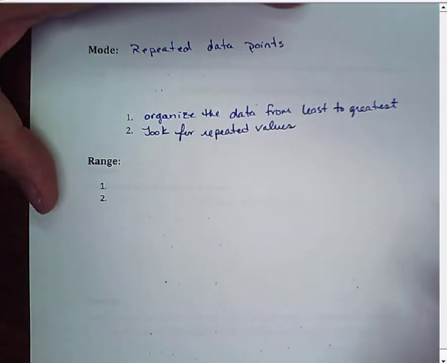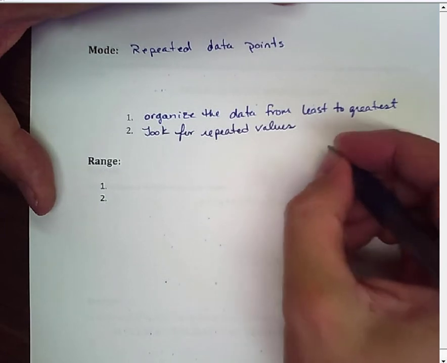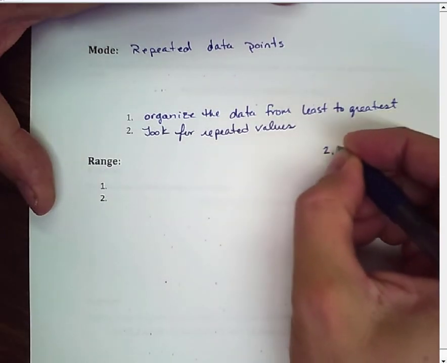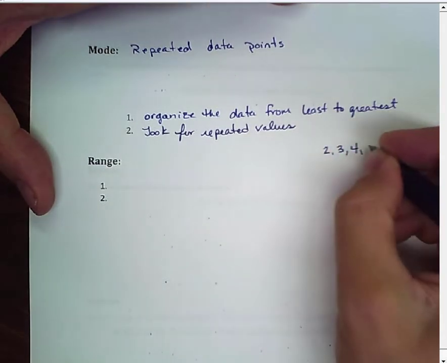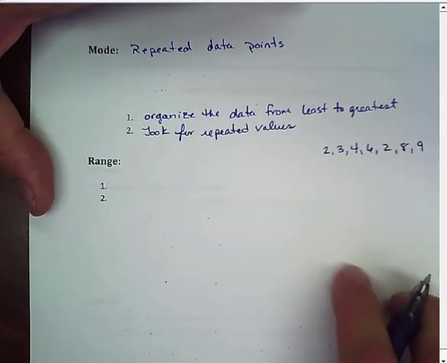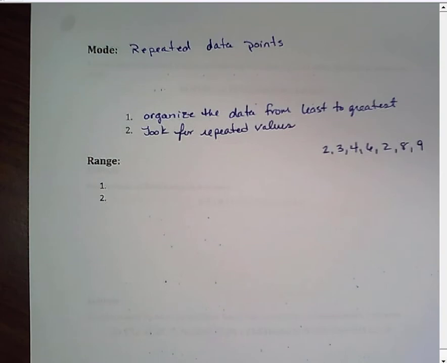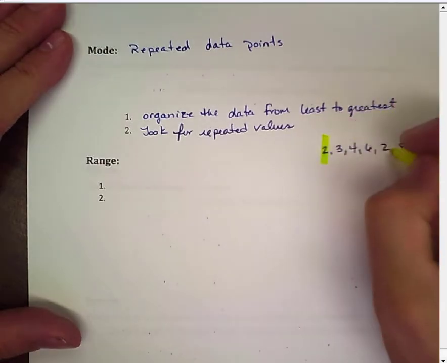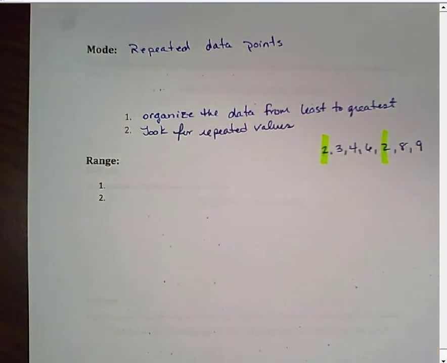So, for example, if I have a data set containing 2, 3, 4, 6, 2, 8, 9, this isn't too bad. I can pretty easily see that I've repeated, what number have I repeated? I've repeated 2. So I can tell that my mode there is 2.